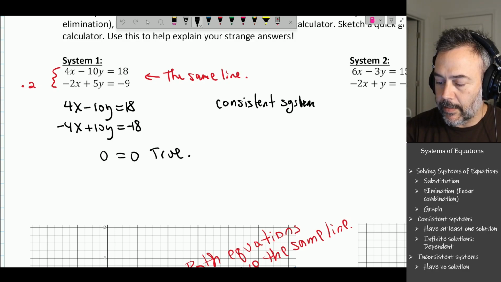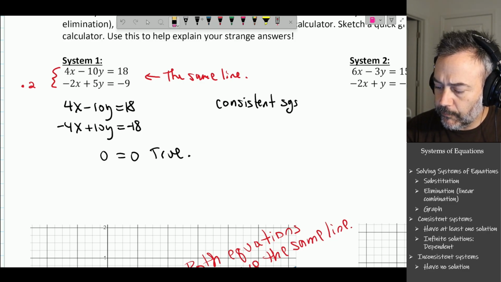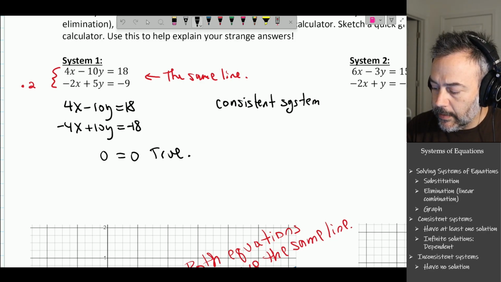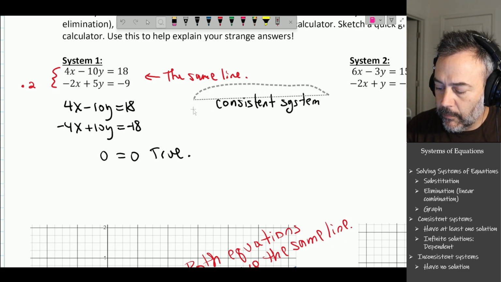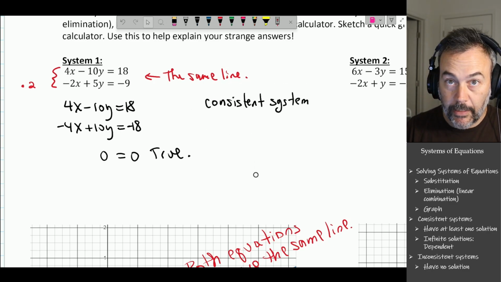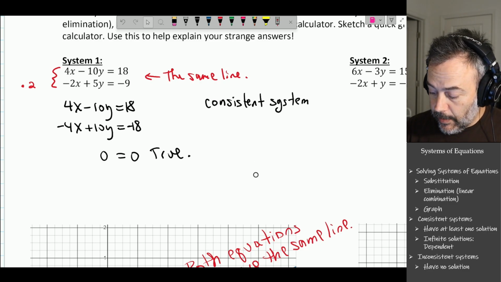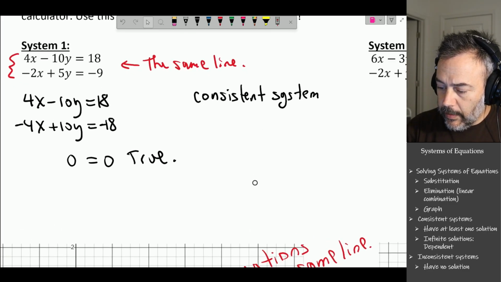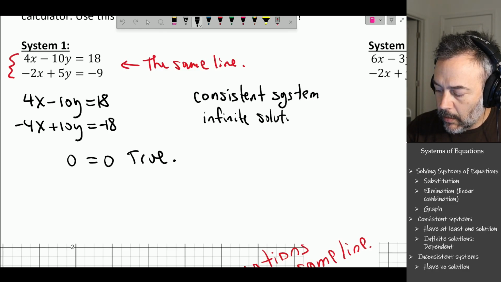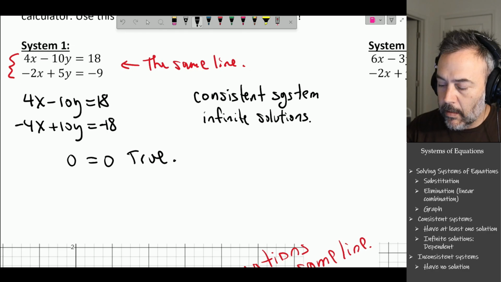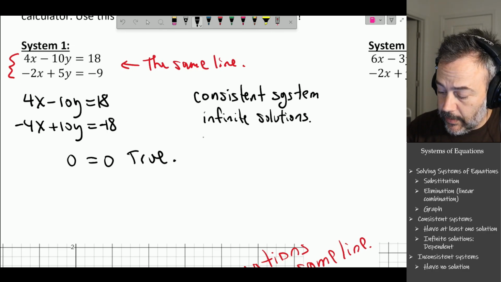This is a consistent system because there's at least one solution. Now there happens to be infinitely many solutions, and so there are infinite solutions. One way to describe them all is with set notation.